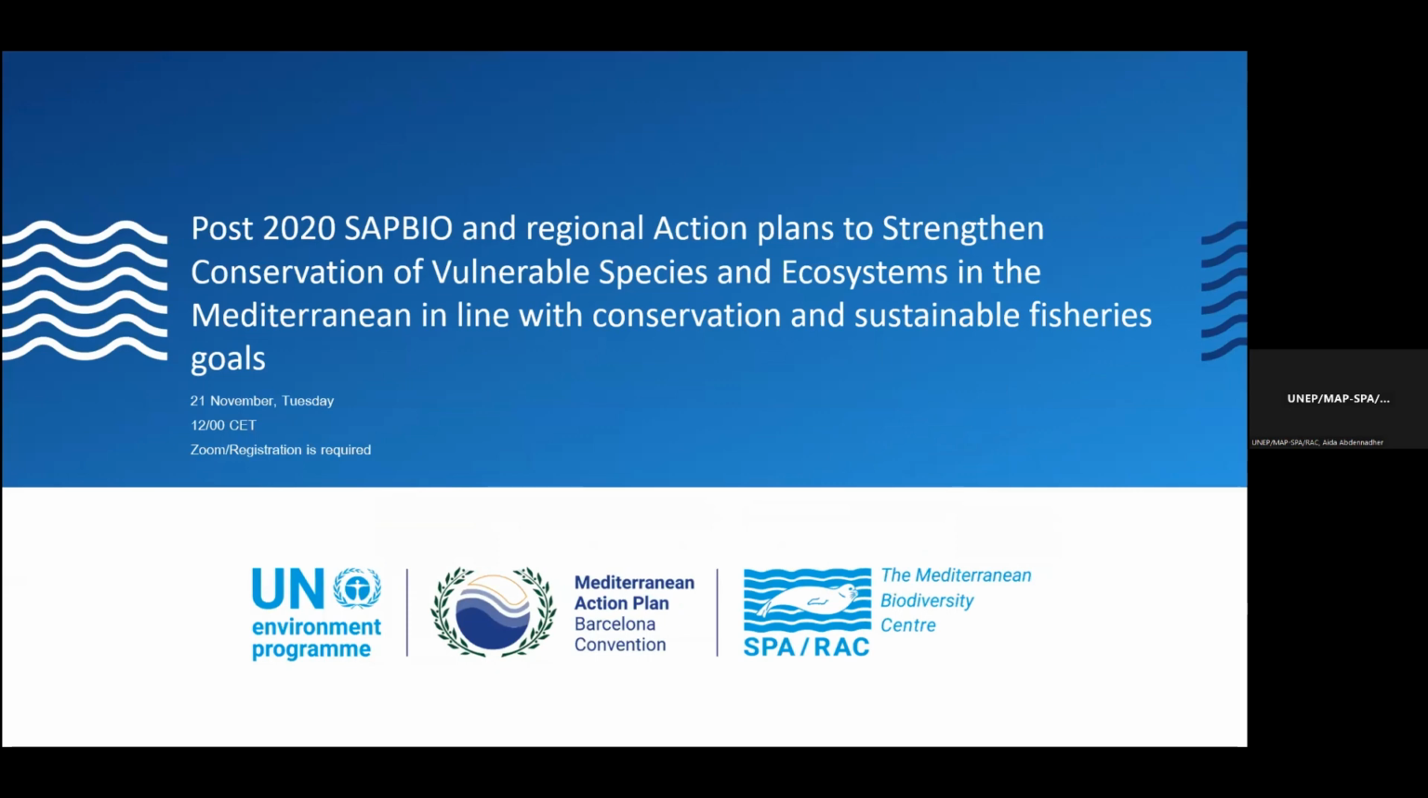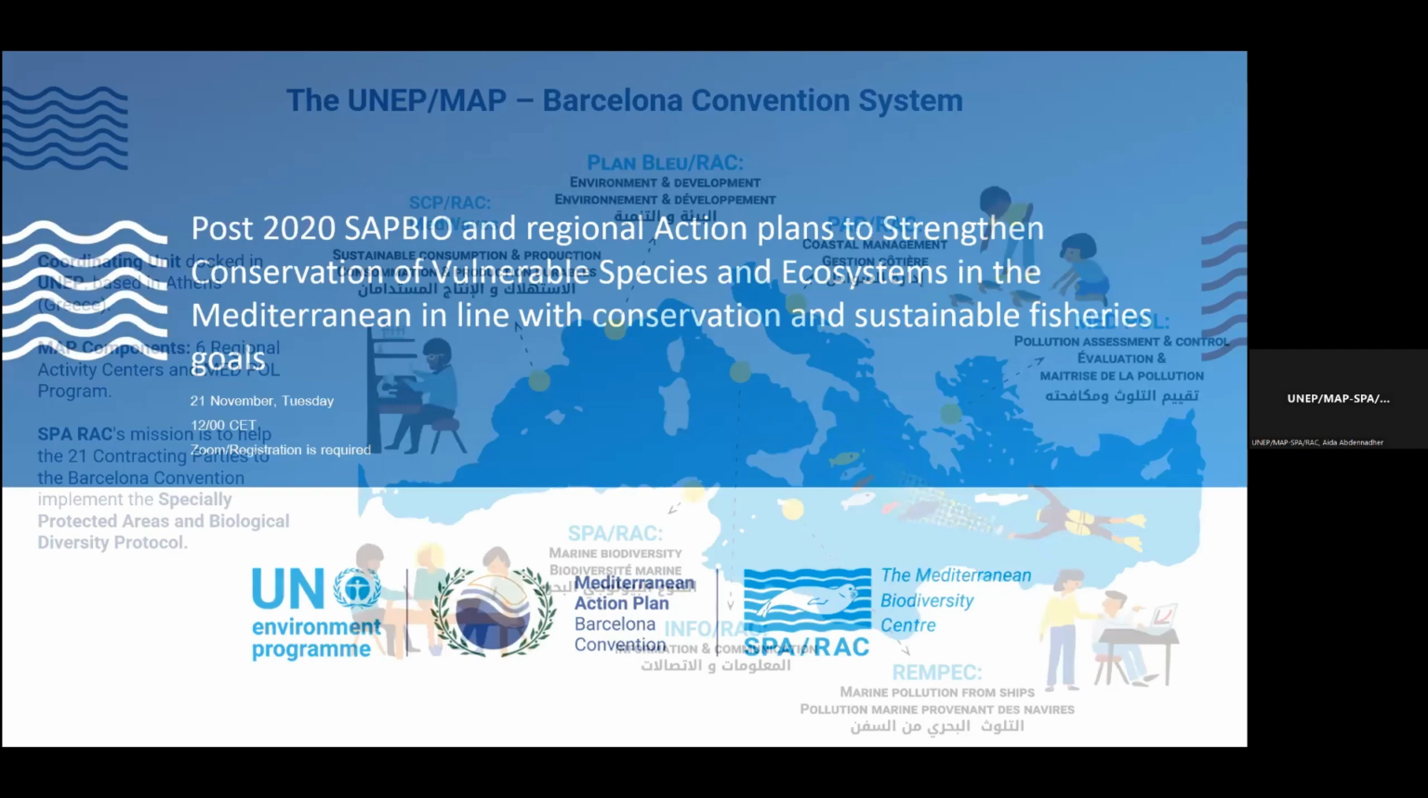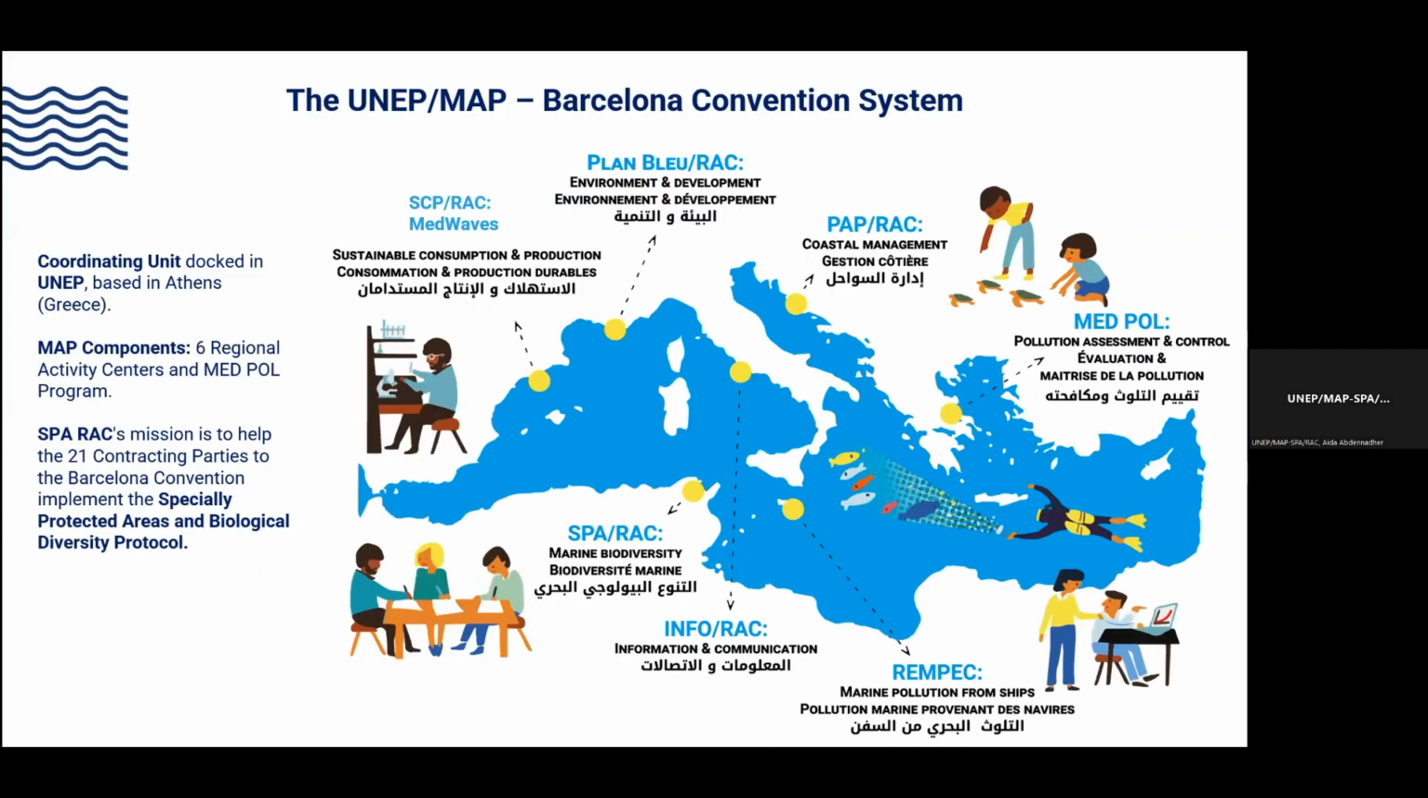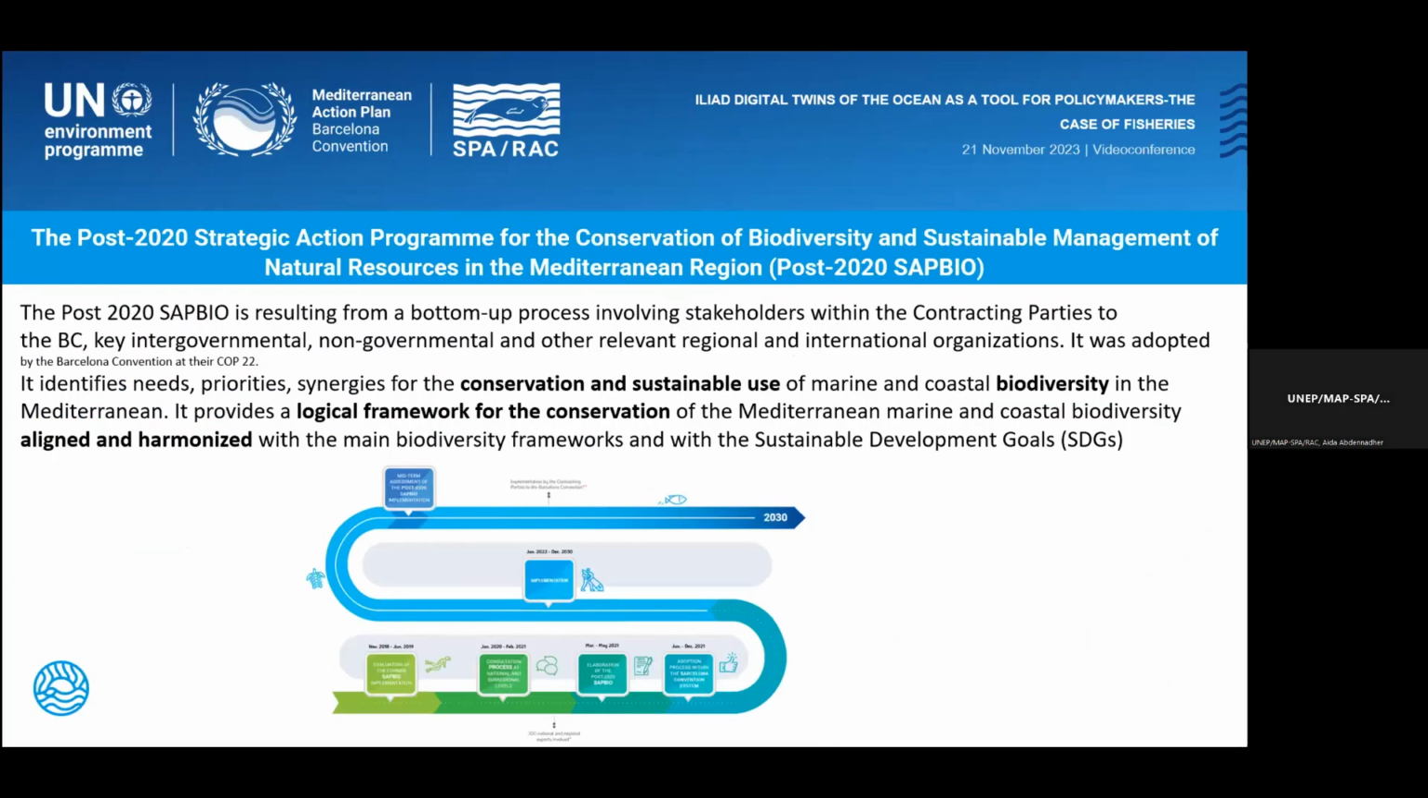Okay, thank you. So I'm going to present the post-2020 SAPBIO, and my colleague Lobna will present the second part of the presentation, which will be on the regional action plans to strengthen conservation of vulnerable species and ecosystem in the Mediterranean, in line with conservation and sustainable fisheries goals. So I am going to present you the SPARAC, which is one of the 6 MAP components, whose mission is to help the 21 contracting parties to the Barcelona Convention to implement the specially protected area and biological diversity protocol.